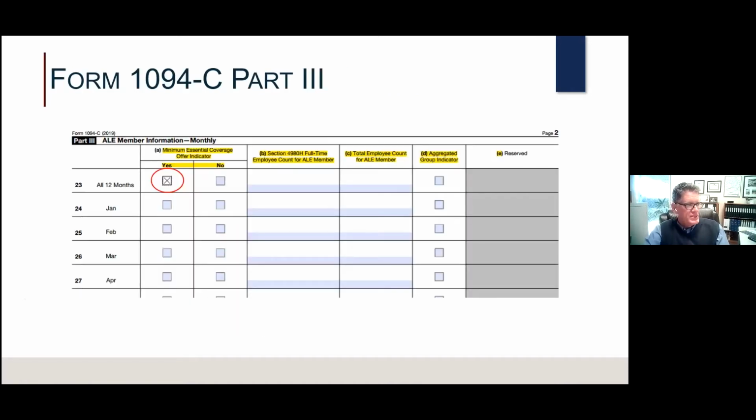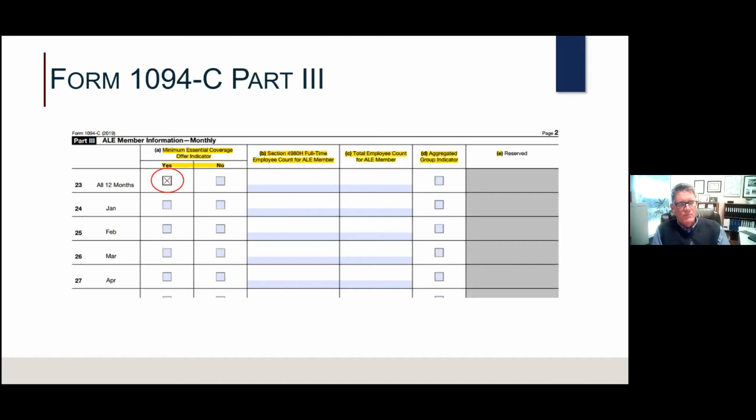So to finish up with 1094-C, this is probably the single most important question on your 1094-C. It shows up on the second page under column A, minimal essential coverage offer indicator. What does that mean? This is a question, and the IRS is asking you, have you met your employer mandate of offering affordable coverage to at least 95% of your full-time staff that meets minimal essential coverage requirements, yes or no? If you answer no to this question, you are telling the IRS, we have not met our mandate. This needs to say yes.